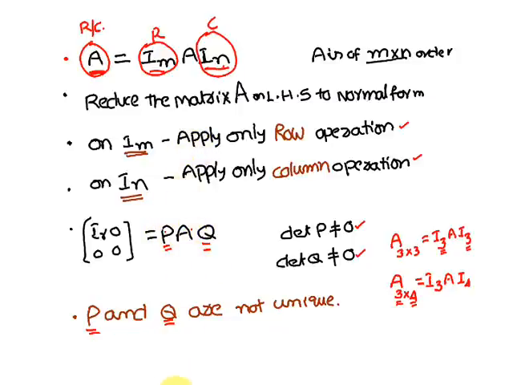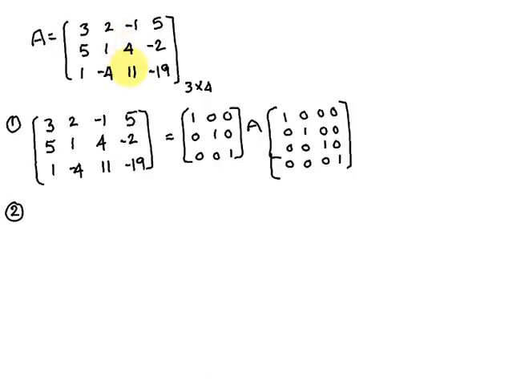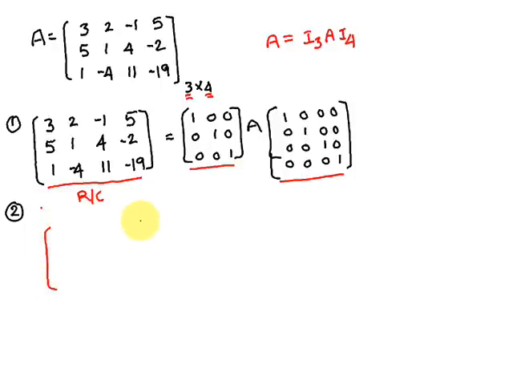Okay, so I will take one problem. Here the matrix A is of order 3 by 4. So you have to write it as A is equal to I3 A I4. You have to write like this. I3 is the unit matrix, therefore I have written the unit matrix I3. Similarly I have written the 4 by 4 unit matrix. The given matrix A I have written here. Next you have to apply both row and column operations on this one, and reduce this matrix to normal form.